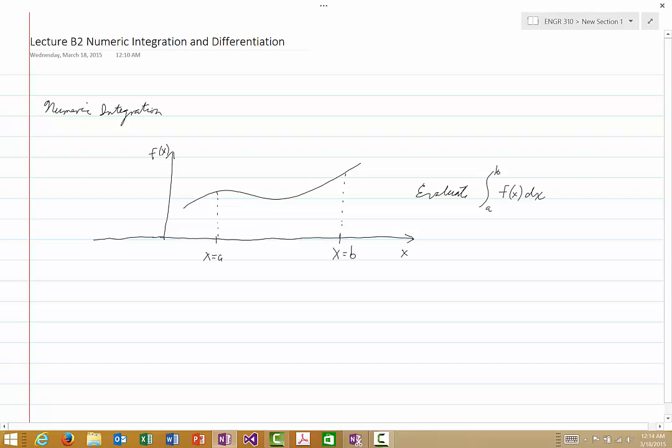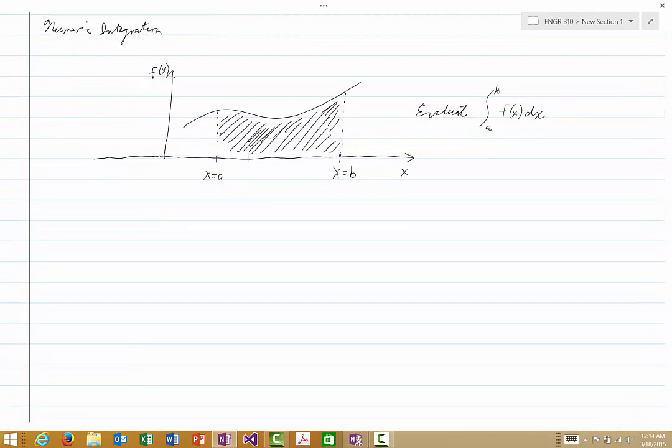Now, we will recall that the integral of f from a to b is simply the area under the curve. So we could shade it in, and the integral is equal to that shaded area. And so what we're interested in this lecture is trying to find a way to evaluate this numerically.